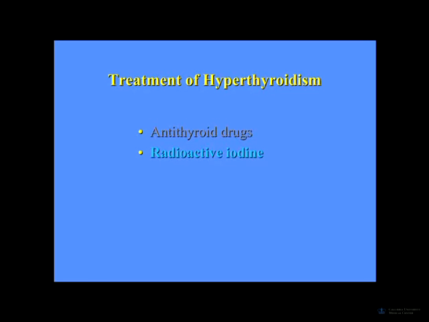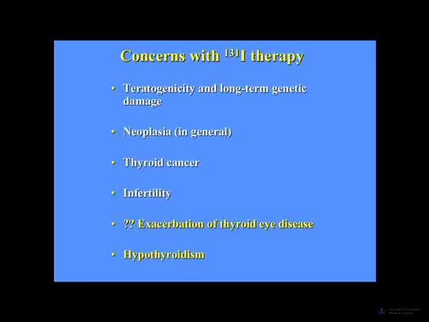Radioactive iodine is very effective. The therapeutic endpoint is basically you kill the thyroid. So you give enough radioactive iodine to kill the thyroid. And in doing so, there are certain concerns. First off, that there may be teratogenicity or long-term genetic damage. That has not been shown to be the case. It doesn't cause long-term genetic damage. Of course, you never give radioactive iodine, at least knowingly, to a pregnant woman.